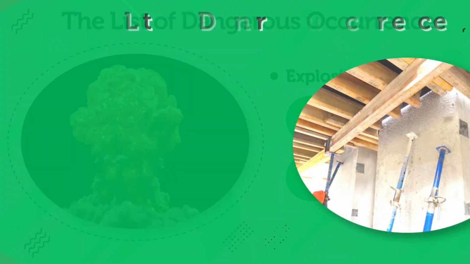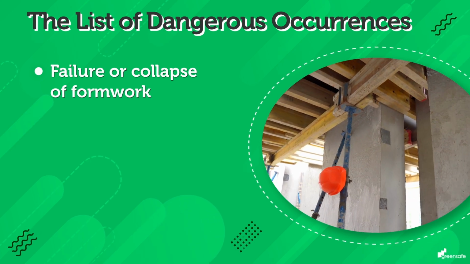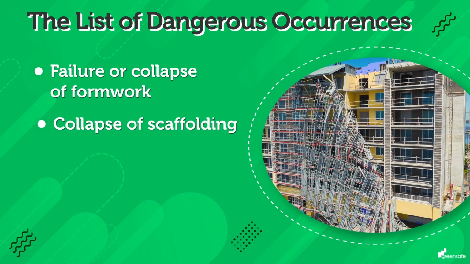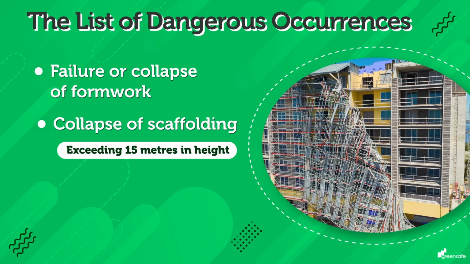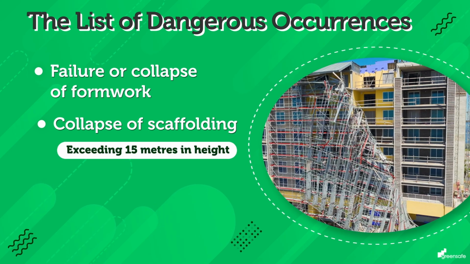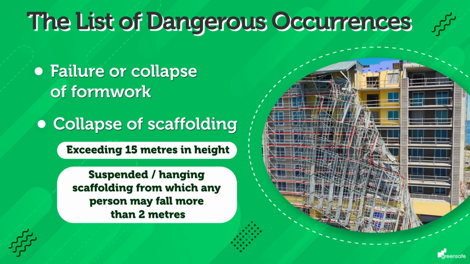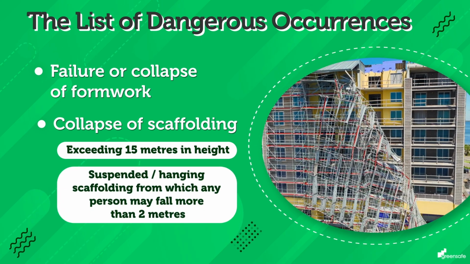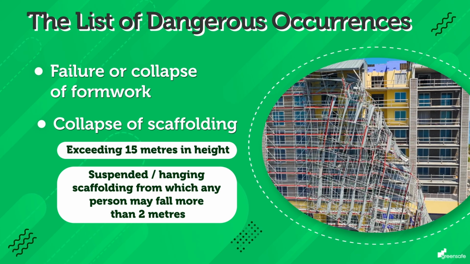5. The failure or collapse of formwork or its supports. 6. The collapse of scaffolding. This could be a partial or whole collapse, but the scaffolding should exceed 15 meters in height. In the case of a suspended or hanging scaffolding, the criterion is that any person may fall more than 2 meters from it.